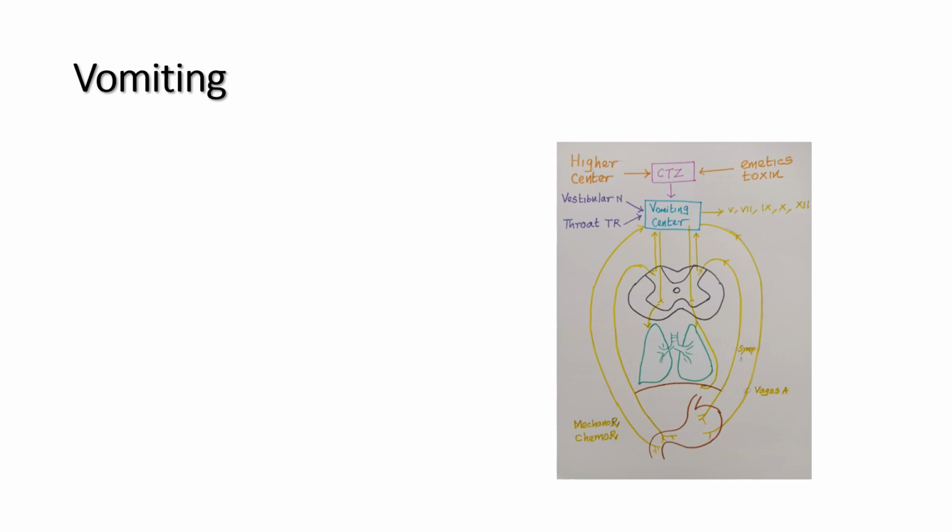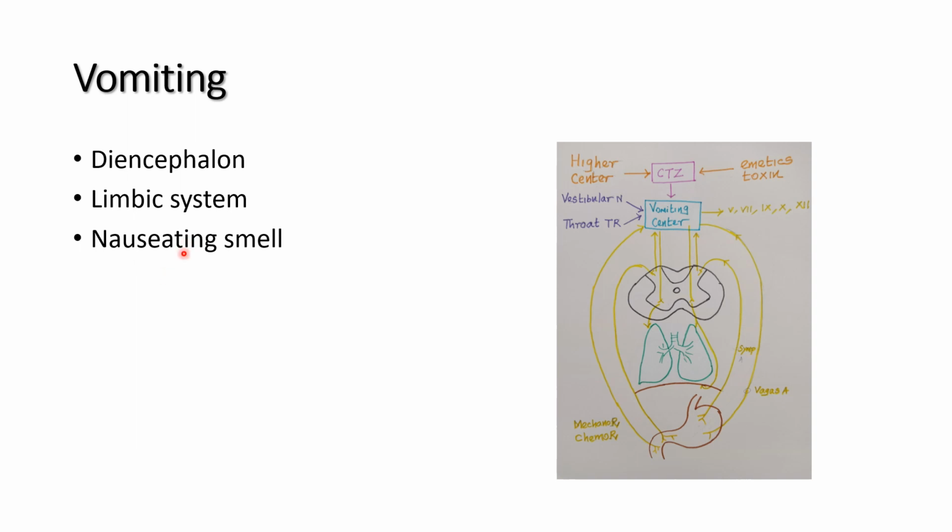The vomiting center also receives afferent impulses from higher centers like the diencephalon and limbic system. These are stimulated by nauseating smells and sickening sights, meaning bad sights, and by the memory of nauseating vomiting.